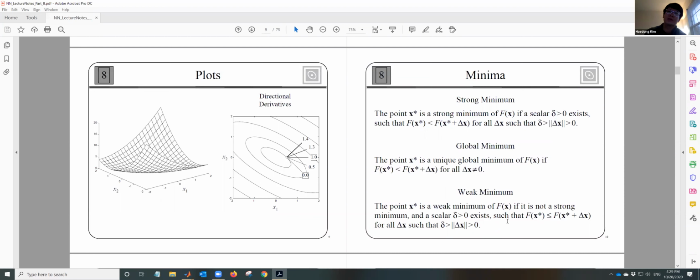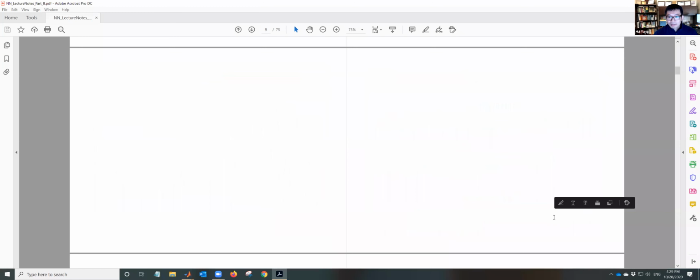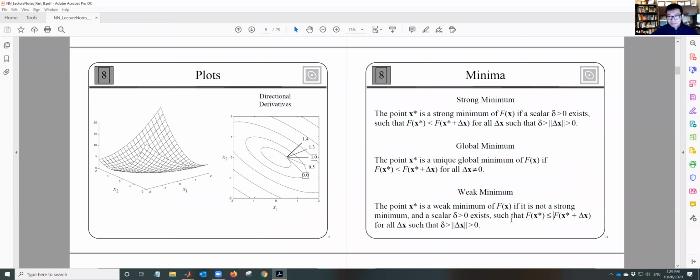But strong minimum doesn't have an equality sign. Yeah, so this is a major difference. This has an equality sign over here. This one is only less than. If you have an equality sign, that means you could be a ridge, right?